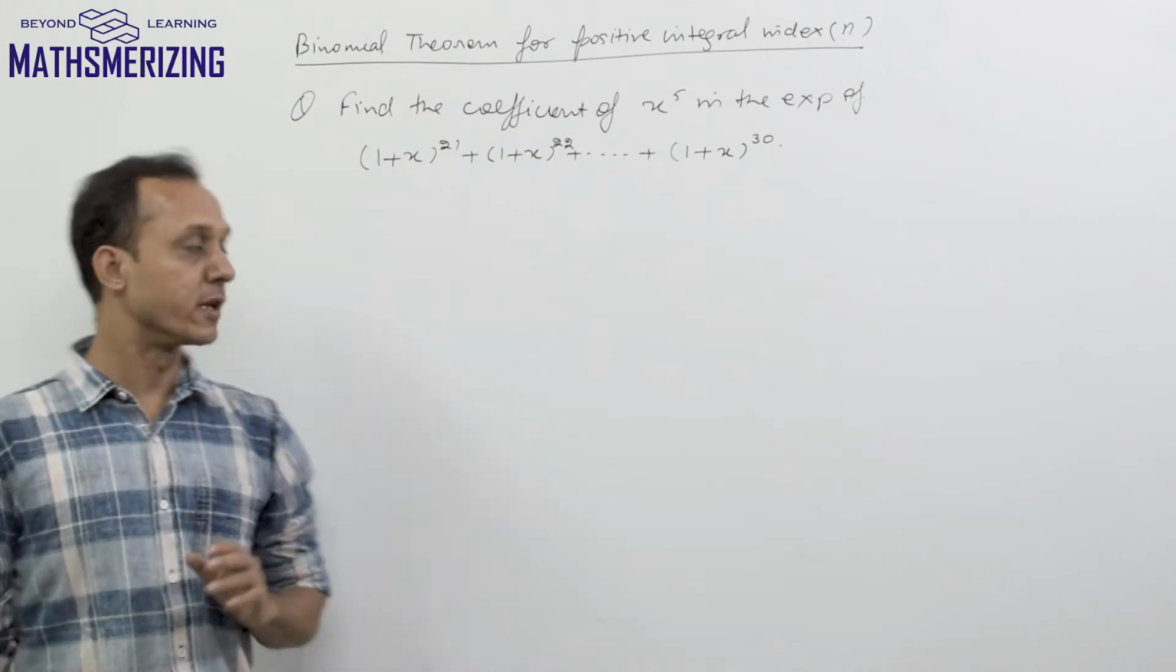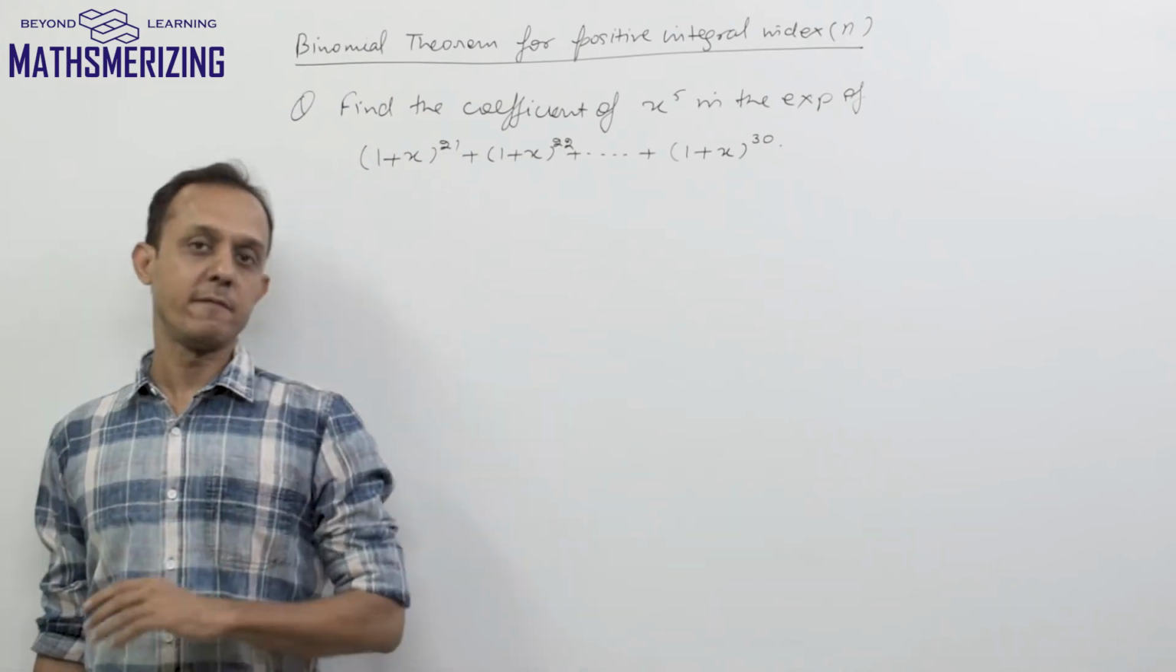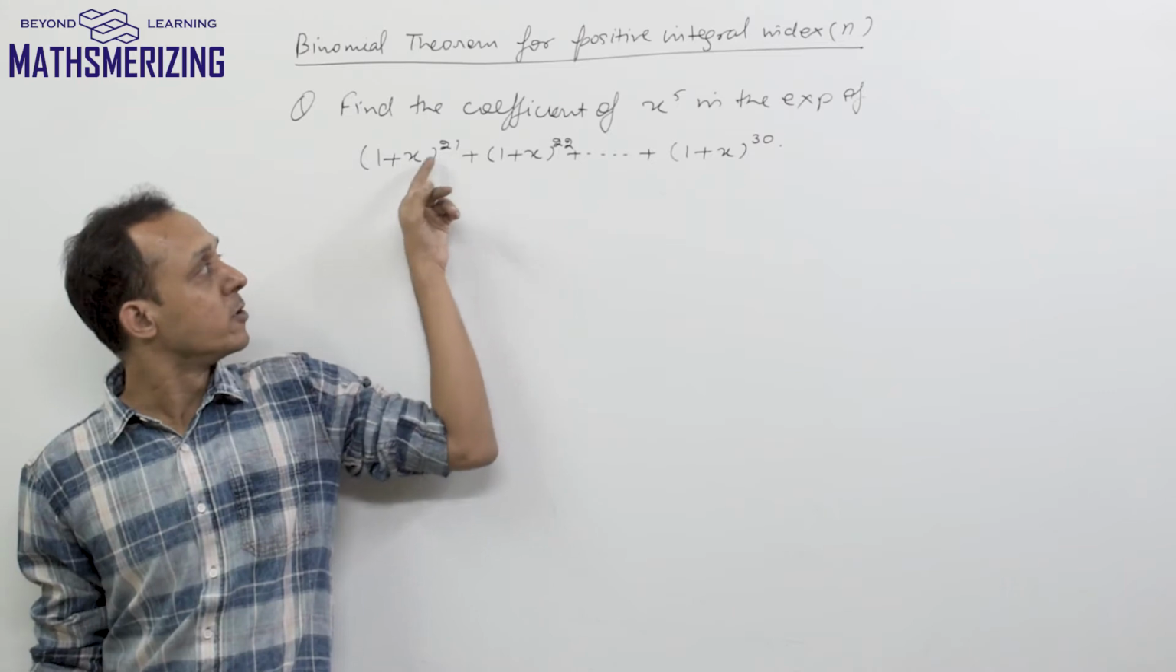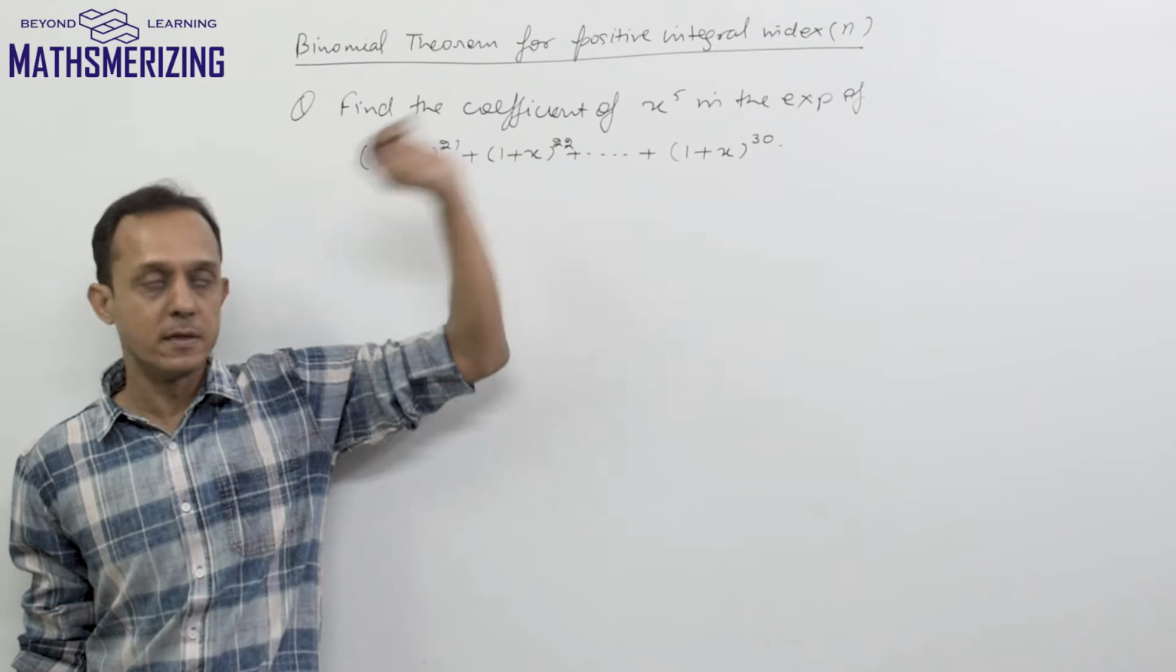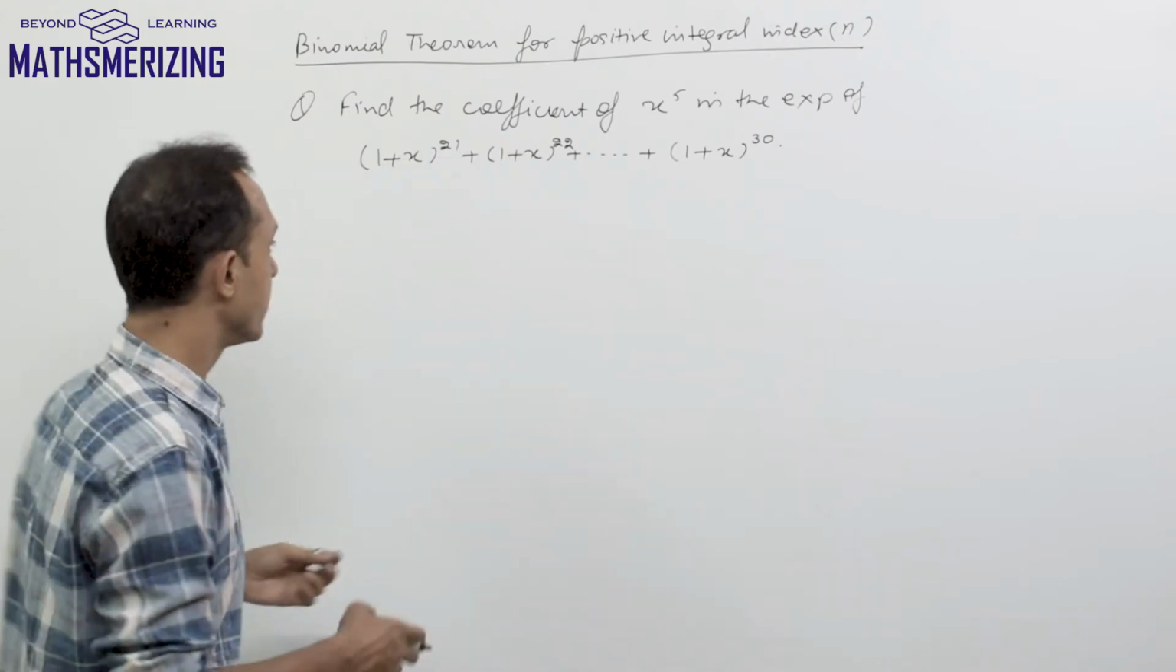So let us take up another question, which is: find the coefficient of x to the power 5 in the expansion of (1 plus x) to the power 21, (1 plus x) to the power 22, and so on up to (1 plus x) to the power 30. Now there are two ways of solving this question.